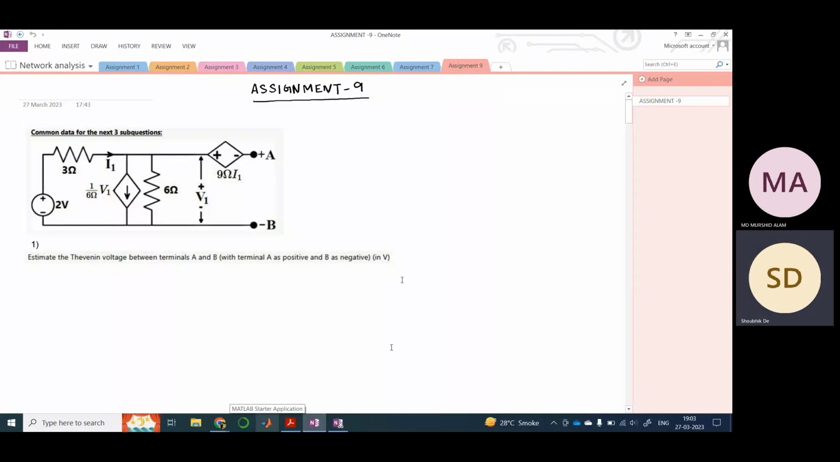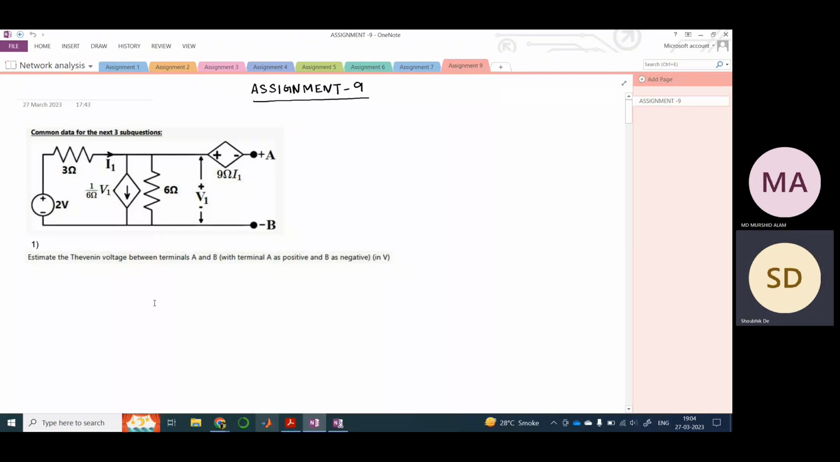Looking at assignment 9, and as I said before, this is the current assignment problem. So these are basically the dependent source problems, and I hope assignment 9 of this course also is on dependent sources. So this will actually help you solve the problems if you haven't submitted it yet. So let us start.